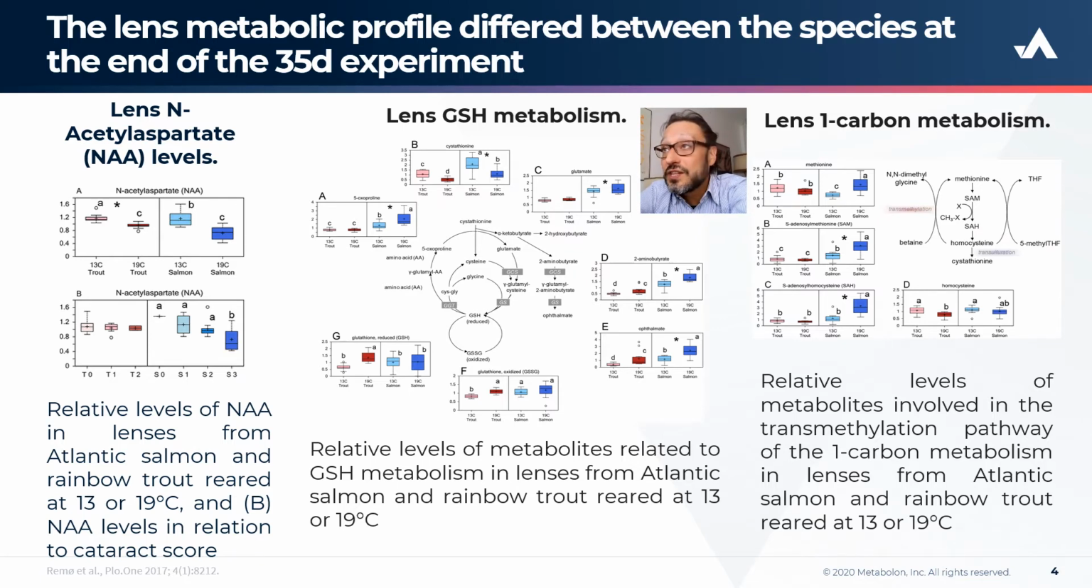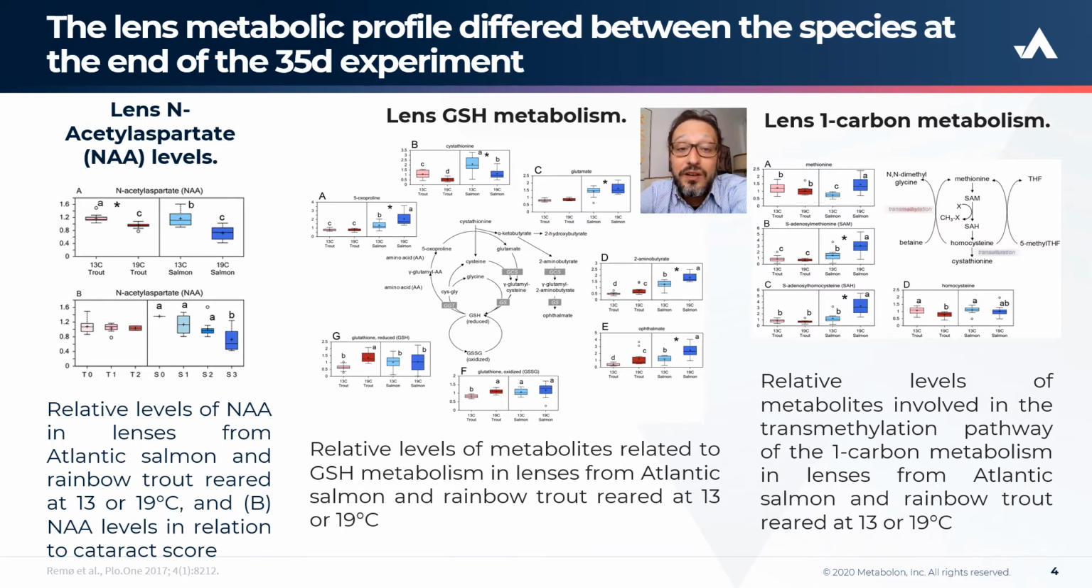Now, there were a lot of changes in the glutathione metabolism, which you can see in the middle of the slide. As you know, it's an important innate antioxidant in the lens. Its low concentration has been associated with cataract development in animals and humans. And as I said, many significant changes in this pathway.